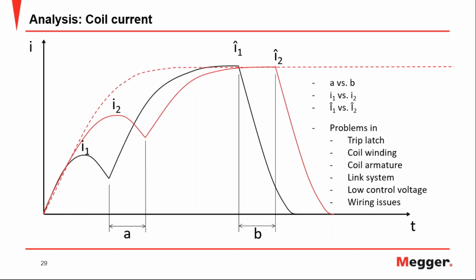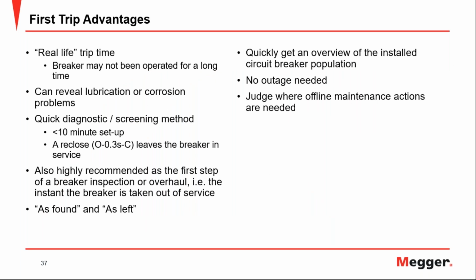So first trip provides a very good way to analyze most of the operation of the breaker. It provides real life trip time, and it can reveal lubrication or corrosion problems. It is a very quick test, and if the breaker can be reclosed immediately, a control can send a reclose operation. It may not show up for the system as an interruption or an outage. So it's a test that goes unnoticed, and you don't need to affect the system. That is one of the great advantages.